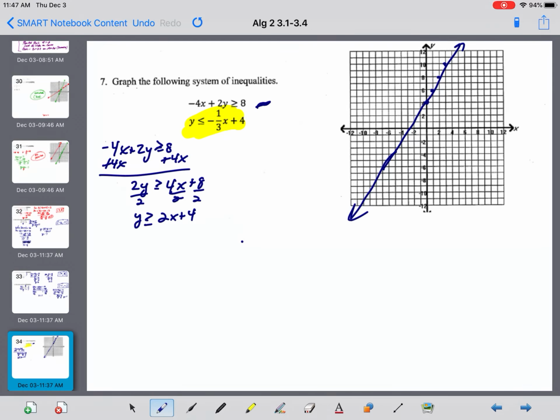I'm going to do this one in blue. I'm going to change colors on it here for the second one. And this will shade above. So this is going to shade this way.